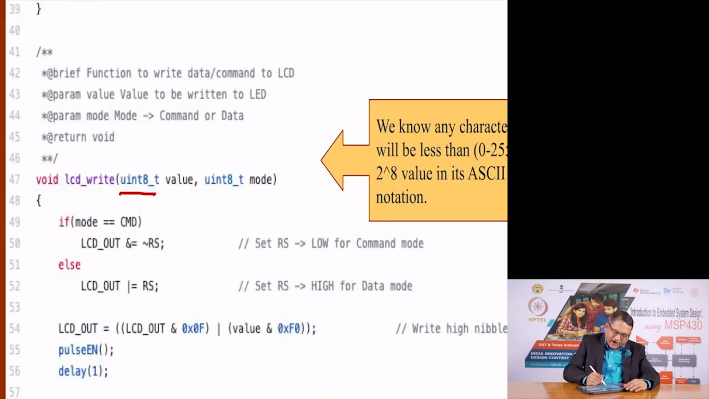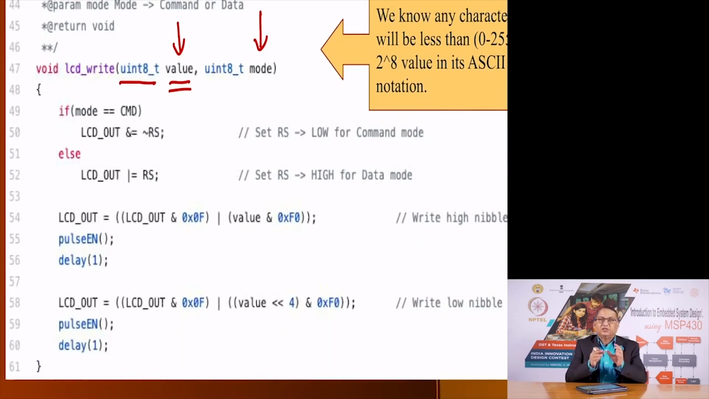So LCD write requires two values, one is the value and the other is the mode, meaning in what mode should these values be sent to the LCD. So this mode can be either command or data, and whatever value is there it will be sent. But this value will be 8 bits, and as we know we are not able to send 8 bits of data from the controller to the LCD, we are sending 4 bits at a time. So this LCD write function will actually split the 8 bits of the data that you get here into nibbles and send one at a time. Let us see how it does that.